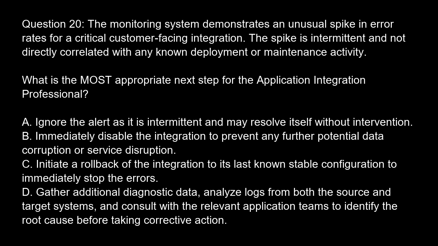Option A. Ignore the alert as it is intermittent and may resolve itself without intervention. Option B. Immediately disable the integration to prevent any further potential data corruption or service disruption. Option C. Initiate a rollback of the integration to its last known stable configuration to immediately stop the errors. Option D. Gather additional diagnostic data, analyze logs from both the source and target systems, and consult with the relevant application teams to identify the root cause before taking corrective action.